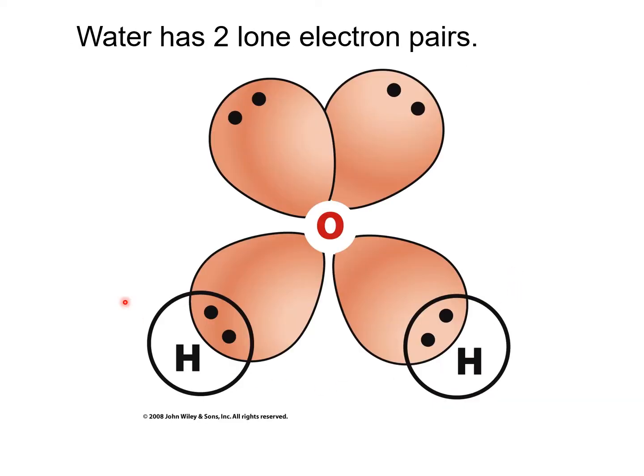Here's the picture of the water molecule. The oxygen atom makes covalent bonds with the hydrogen atoms right here, sharing two electrons. And also this oxygen has two lone electron pairs, which confer special properties on these water molecules.